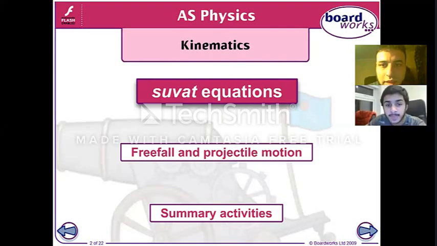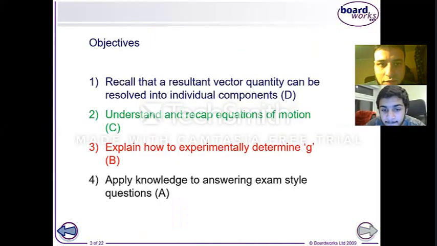Now, today's objectives are the following 4 things. The first thing, we're going to start recapping last week's lesson. Last week, we learned about how a vector quantity can have individual components to it. So our first objective is to recall that a resultant vector quantity can be resolved into individual components. Objective number 2, we're going to understand and recap the equations of motion. Now, you've done the equations of motion at GCSE. You've done it briefly at A-level as well. So some of this topic should be a recap for you, and some of it should be a further understanding that we're going to learn.